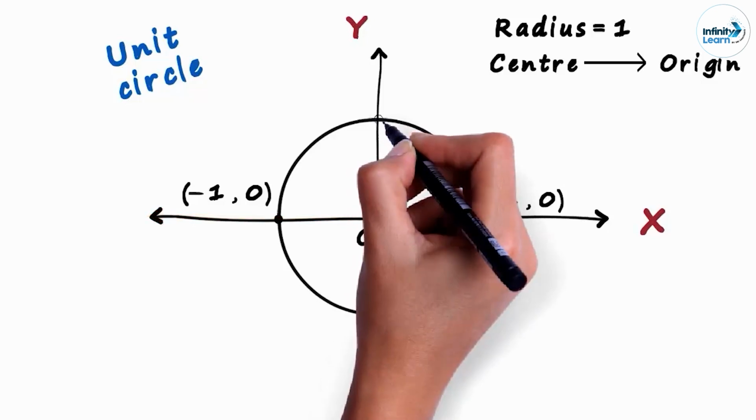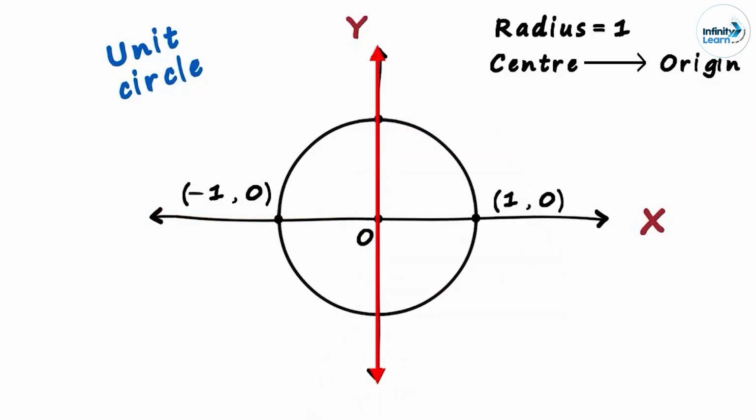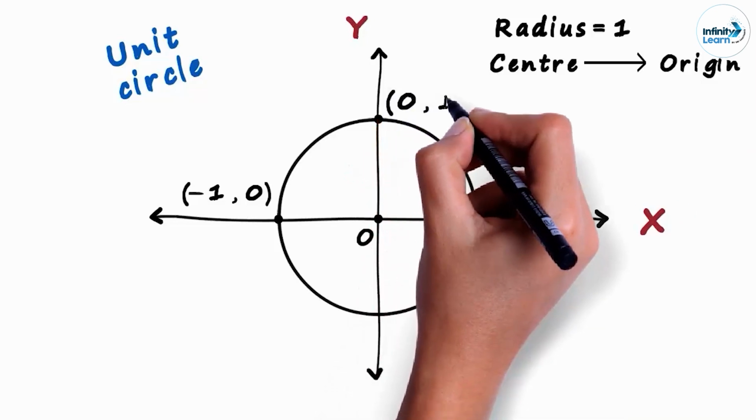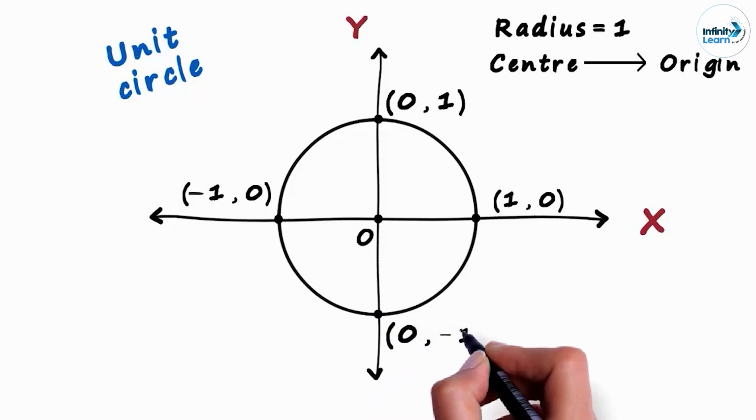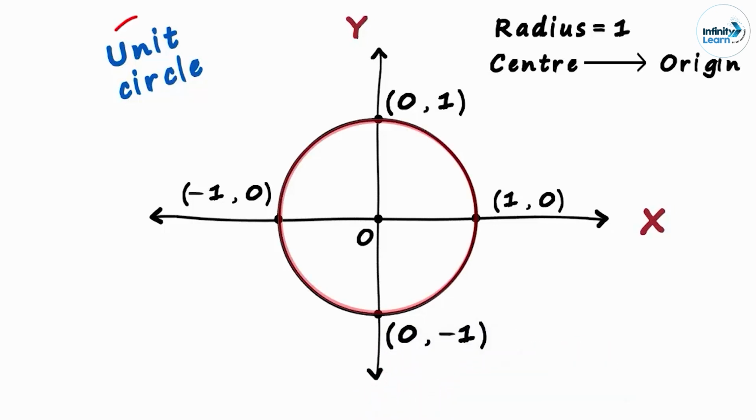What about this point? As it lies on the y-axis, its x-coordinate will be 0 and the radius is 1 unit. Its coordinates will be (0, 1). Similarly, the coordinates of this point here will be (0, -1). This is the unit circle. But how does this circle help us understand the relation between theta and the trigonometric functions?